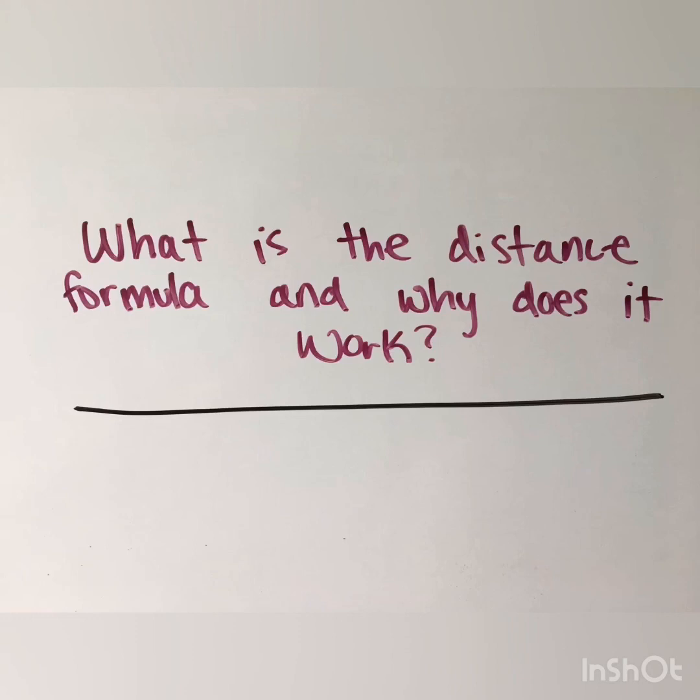The squaring and adding of the x and y coordinates in the formula only gets the distance squared. So we have to undo the squaring to get the exact distance of the line we're looking for, which is why we then square root in the formula. So this is why we use the distance formula in geometry and how it works.